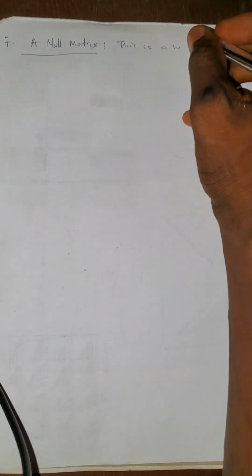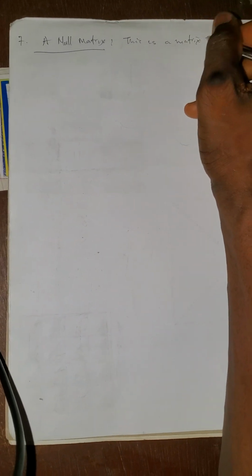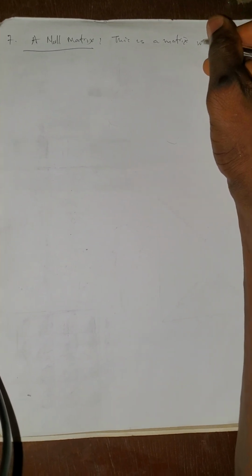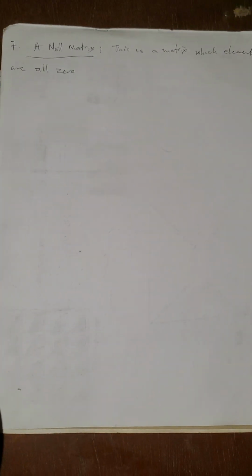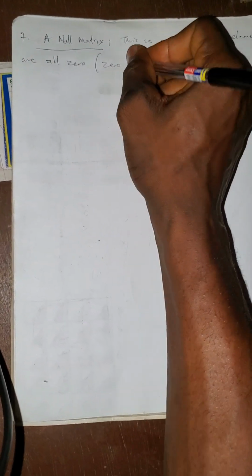Number 7, we have what is known as a null matrix. This is a matrix whose elements are all 0. It can also be known as a zero matrix.